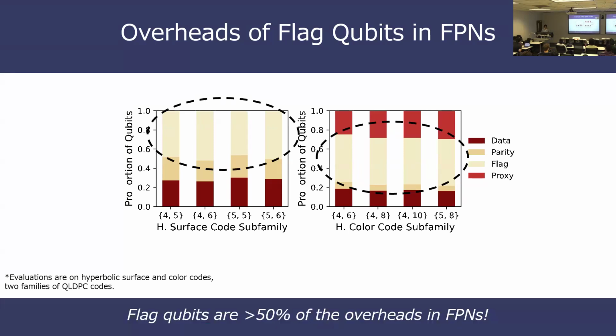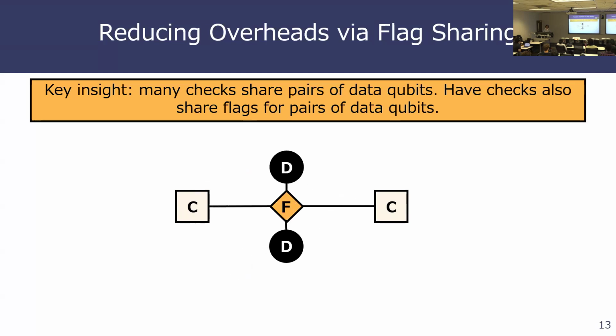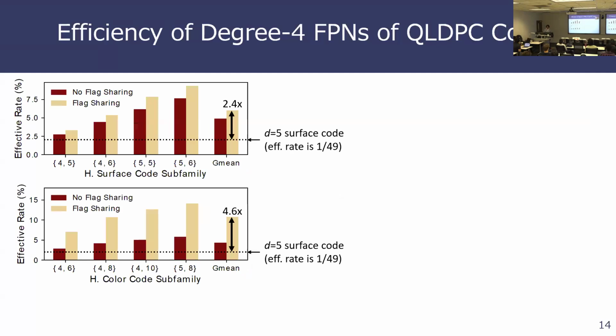qubit overheads. So here's the key insight. Many checks share pairs of data qubits, as we do have here. Both of the checks share data qubits, but they're using different flags to interact with each of these data qubits. So here's an idea. Let's optimize our flag assignments so that every time we have a pair of data qubits, we're sharing flags between checks. So it looks something like this. That way we can significantly reduce the flag overheads by about 10%.